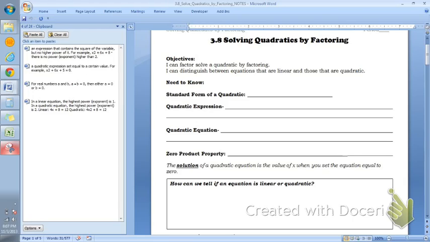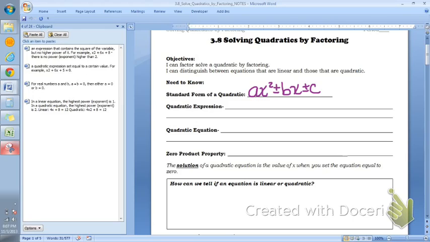The standard form of a quadratic is ax squared plus or minus bx plus or minus c. A quadratic could have just two terms, but usually it has three, and the highest degree is 2.